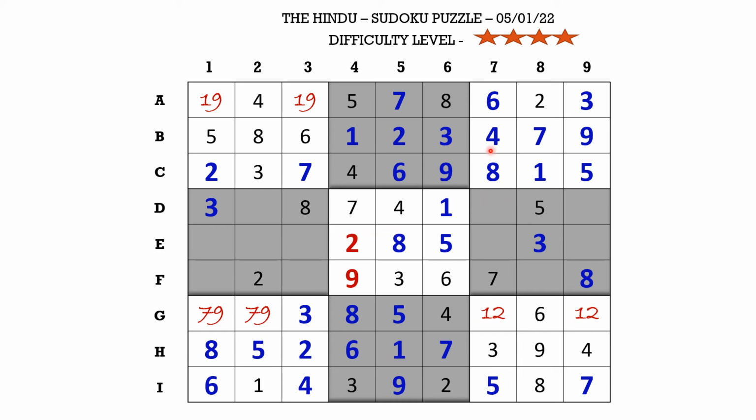There is a 4 here in the 7th column. There is a 4 here and a 4 in the 9th column. So this 4 blocks here, this 4 blocks here. So F8 takes 4.